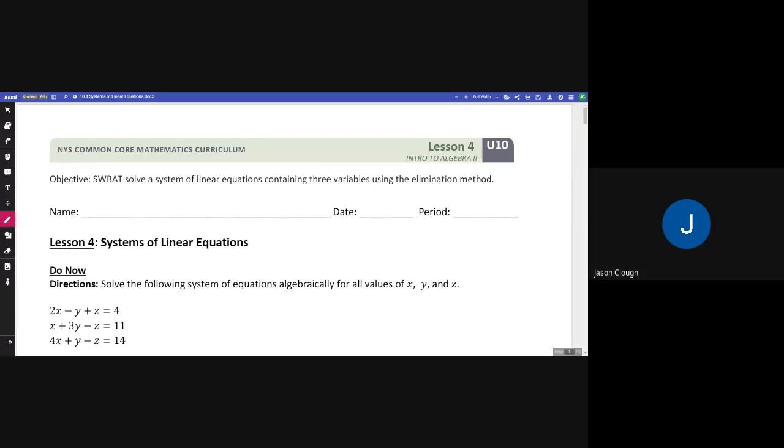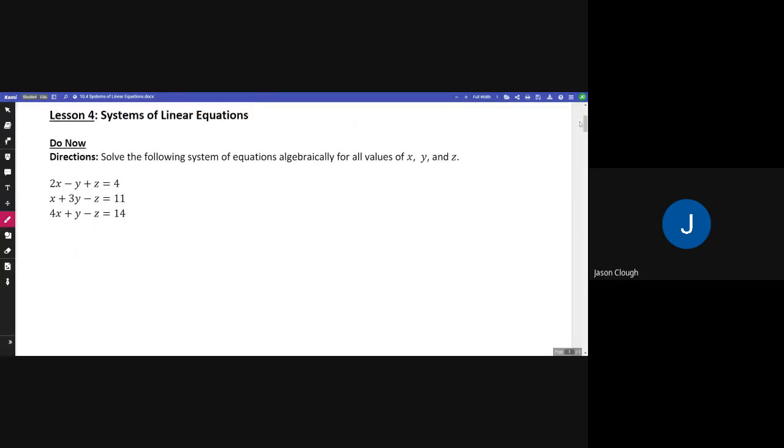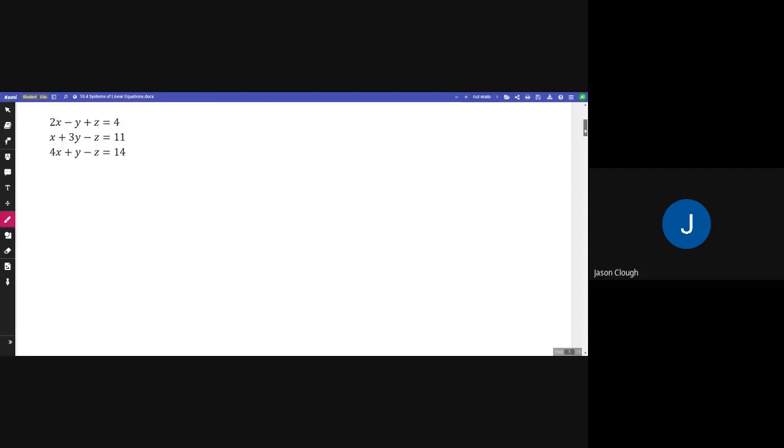Hey everyone, this is going to be lesson 4, and we're still going to be talking about systems of linear equations. So make sure that you work on the do now. You can use this. My big recommendation is to try to cancel out the z terms. That would probably be the easiest way to go about doing that.